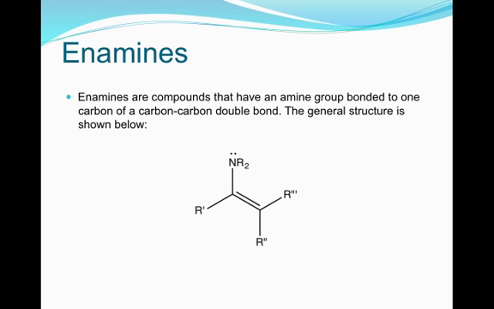The general structure of an enamine is shown below. An enamine is a compound that features an alkene bonded to an amine, thus enamine. More specifically, for enamines, an amine group is bonded to one carbon that is then further doubly bonded to another carbon group.